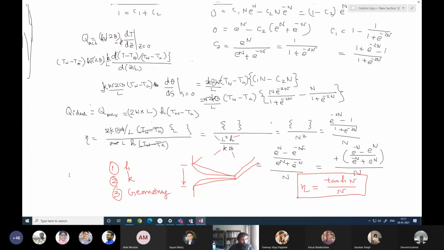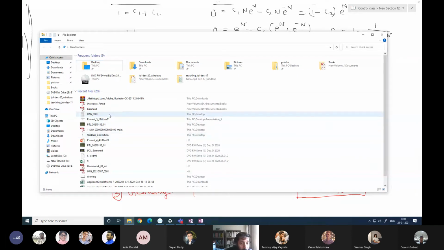Simple problem. All the geometry, etc., everything is given. So you need an expression for fin efficiency. How will you get fin efficiency? This is not a rectangular fin, so you need a proper expression for that. That we have to find out from the textbook.